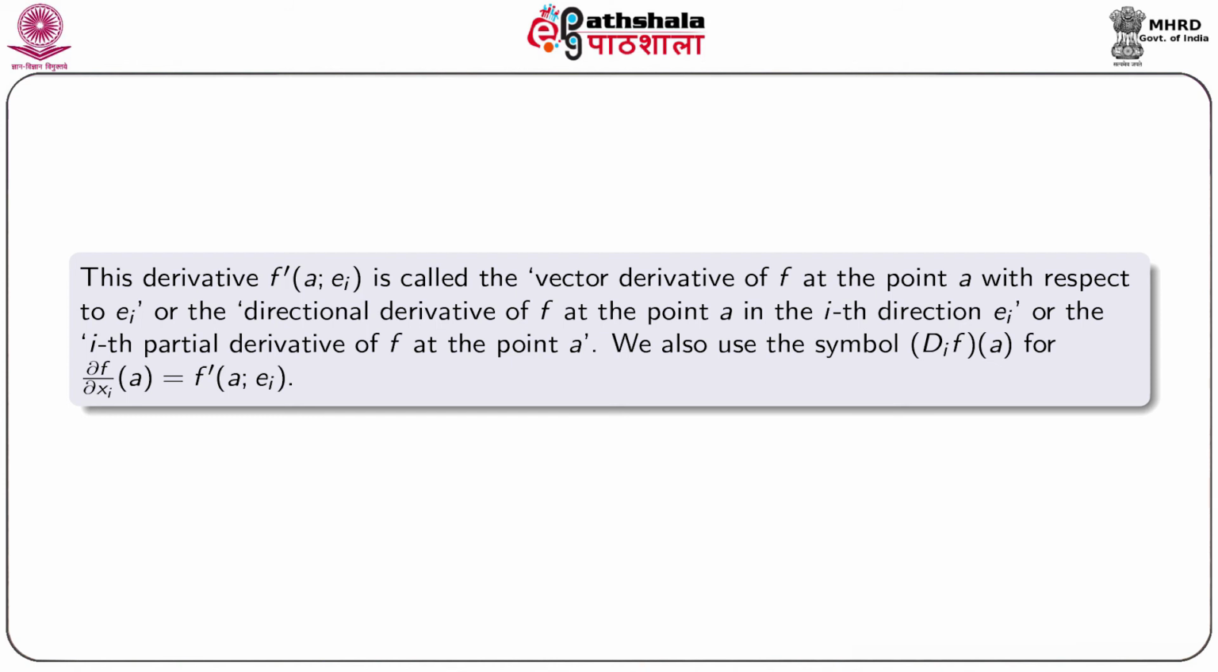This derivative f dash A e_i is called the vector derivative of f at the point A with respect to e_i, or the directional derivative of f at the point A in the ith direction e_i, or the ith partial derivative of f at the point A. We shall also use the symbol D_i f(A) for f dash A e_i, that is del f del xi at the point A.